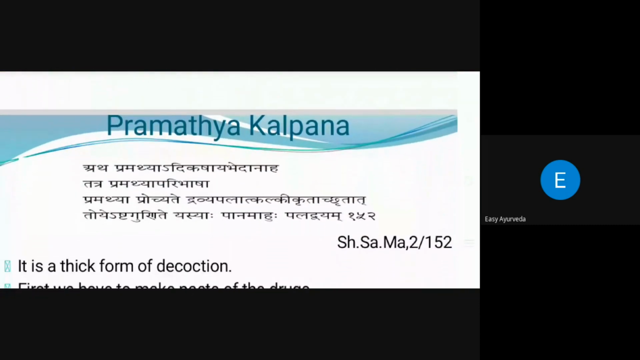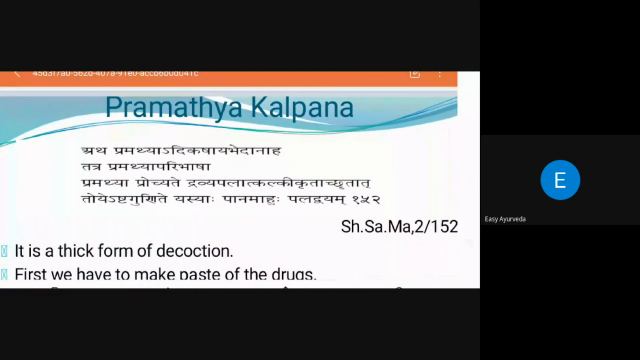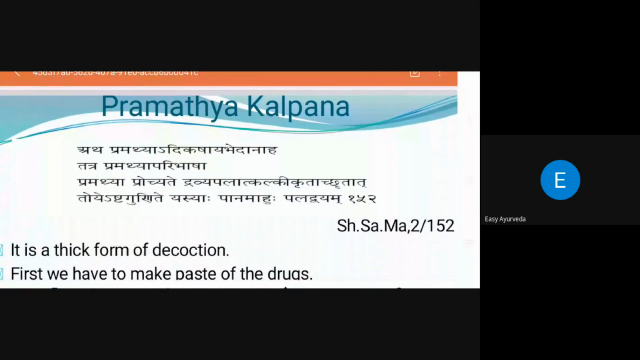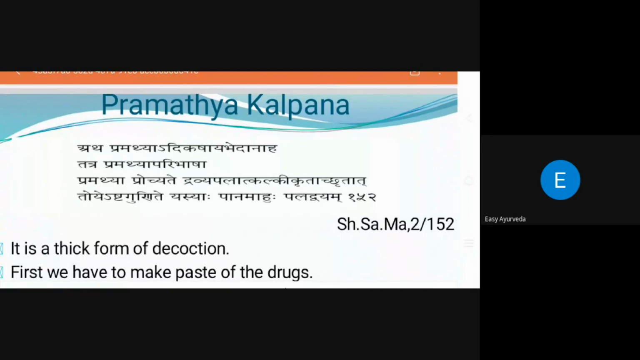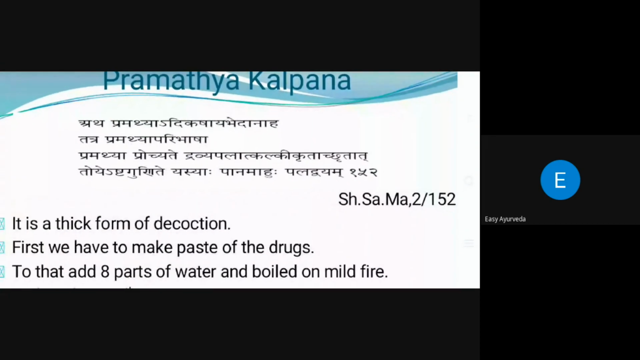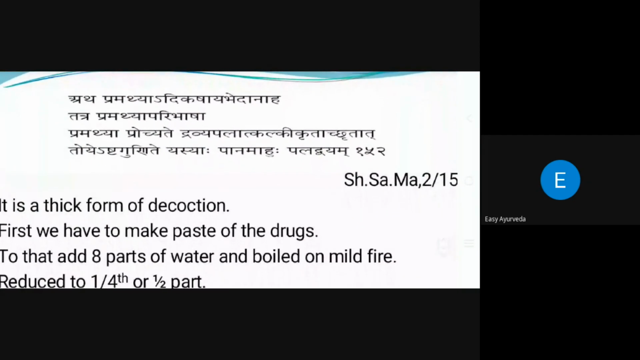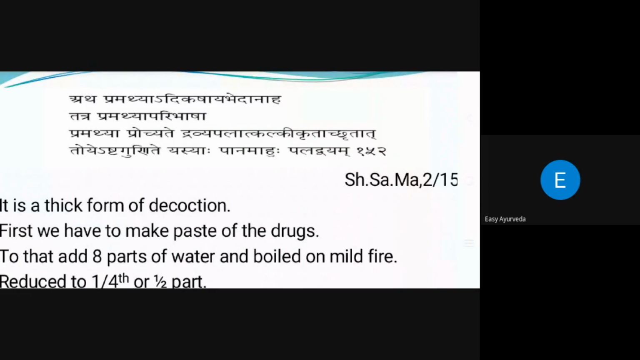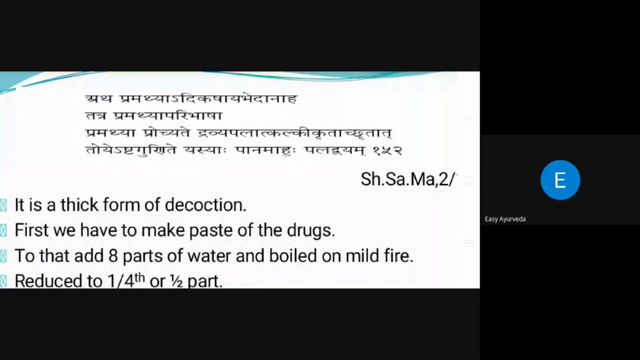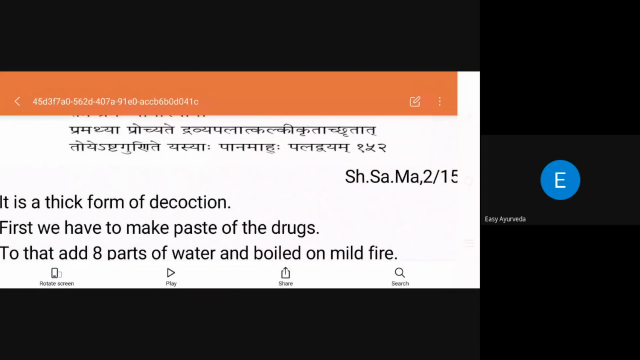Next, the last one is Pramathya Kalpana. This is a somewhat different preparation, because in other preparations we use coarse powders. But in this preparation, Acharya Sharangadhara gave a twist: rather than a coarse powder of the drug, you can use its paste. This is the specialty of Pramathya preparations, and we will see what other acharyas say regarding this. It is a thick form of decoction. Pramathyam Prechya Dravyapale Kalki Krutat. Kalki means Kalka has been used.